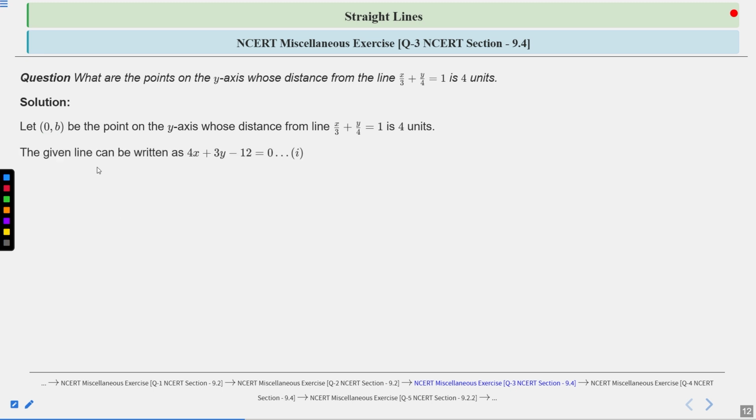And the given line is x over 3 plus y over 4 equal to 1, which can be written as 4x plus 3y minus 12 equal to 0. Naming this equation number 1. Now on comparing equation 1 to the general equation ax plus by plus c equal to 0, we obtain a is 4, b is 3 and c is minus 12.